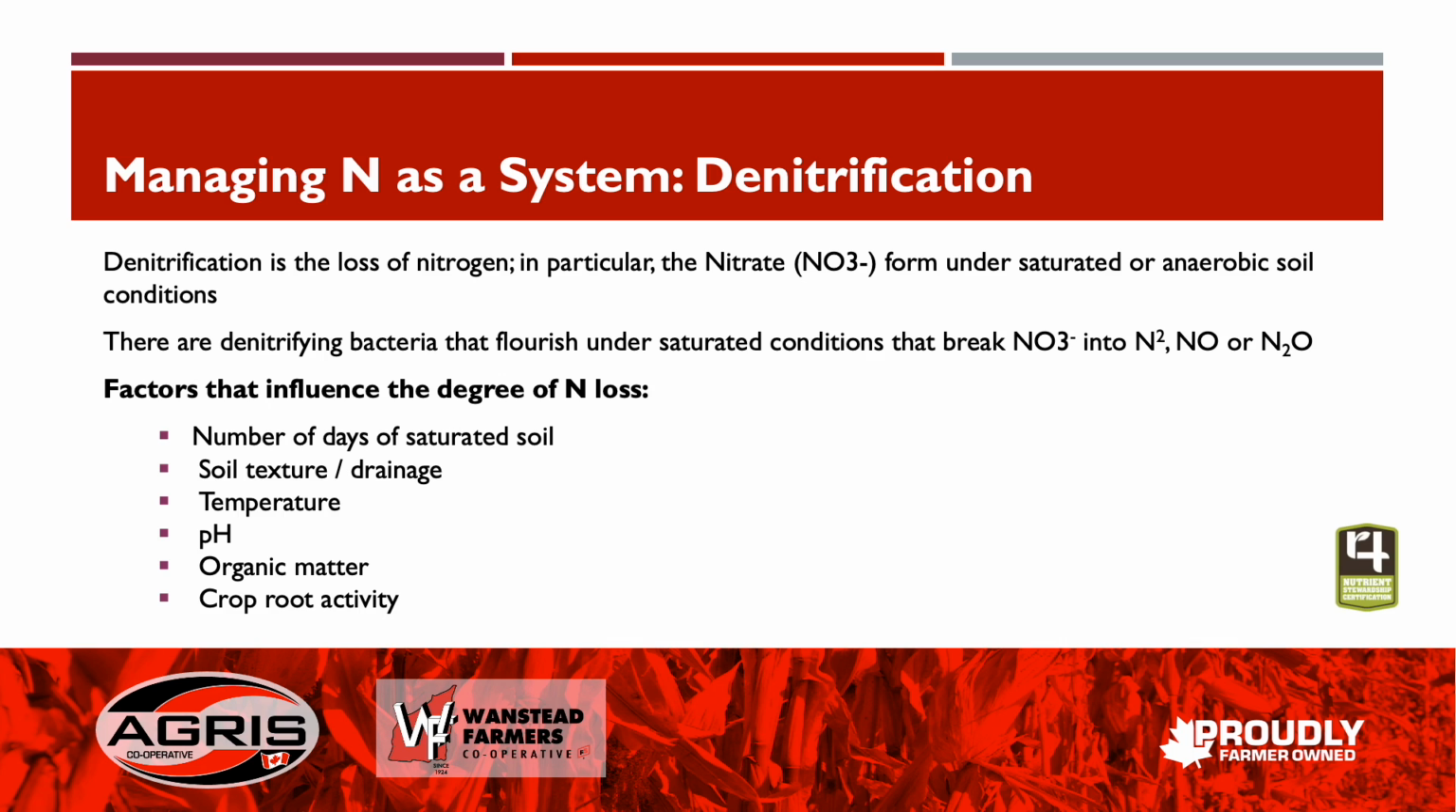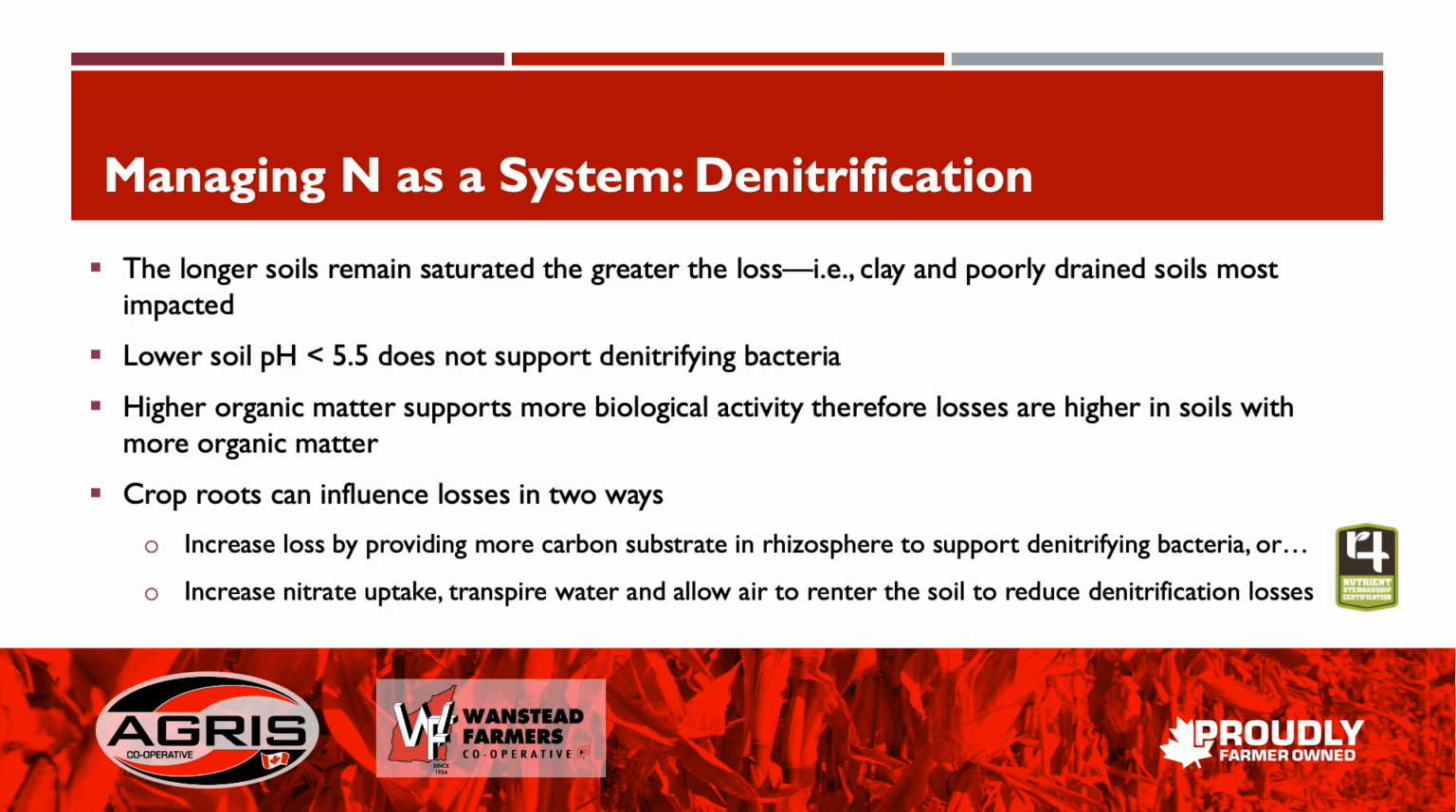The factors that influence the degree of N loss are obviously the number of days that the soil is saturated, the soil texture and drainage patterns, soil temperature, pH, organic matter, and crop root activity or crop growth stage would be a factor in that too. So obviously the longer soils remain saturated, the bigger problem we have, and that would mean your clay textured soils and poorly drained soils are most prone to increased losses. Lower soil pH tends to stop the denitrifying bacteria, so that means in more of our soils that have proper pH, we're going to have denitrifying bacteria very active when the soils are saturated.